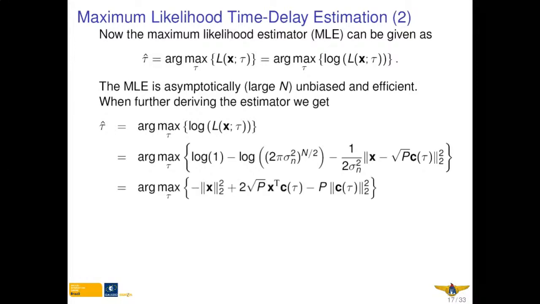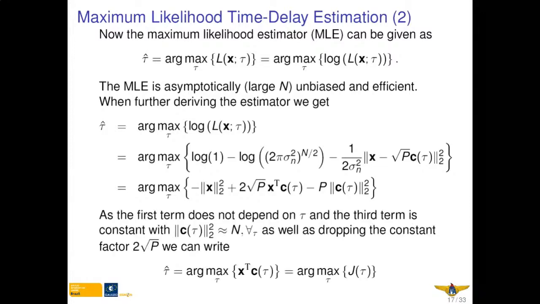Let's concentrate only on this part, and we have expanded it into three parts. While this part, again, is not dependent on tau, we can therefore neglect it in the maximization, and this part is constant. Because for any time delay, the L2 norm of this vector is constant, approximately N, capital N. So now we can only focus on this part in order to find the maximum over tau.